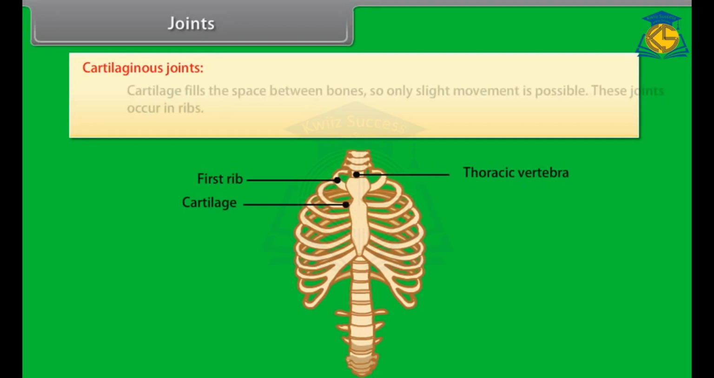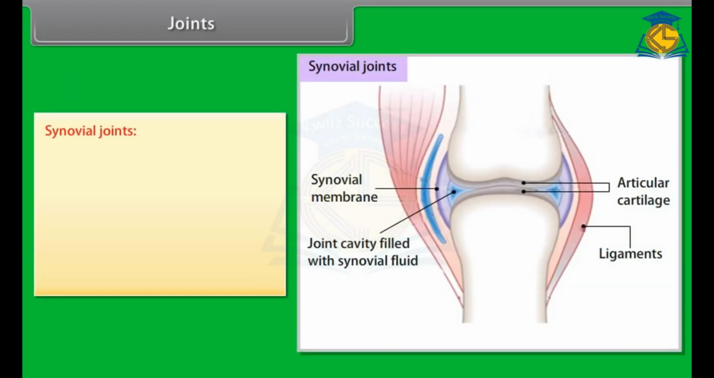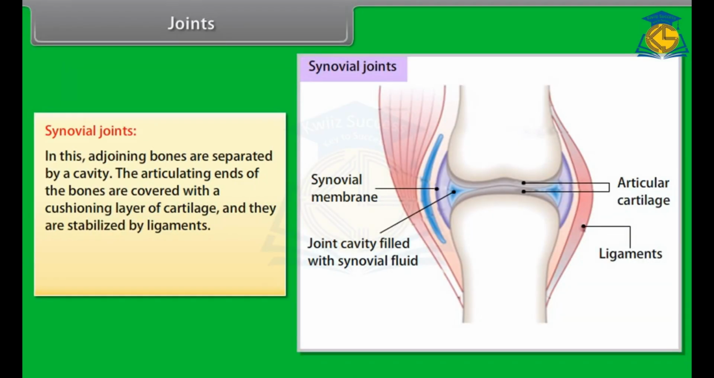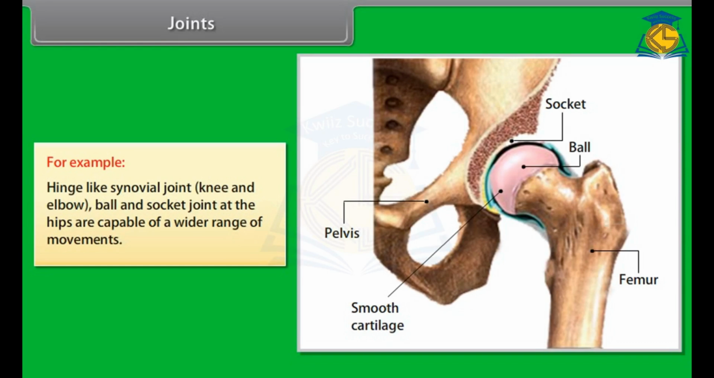Cartilaginous joints. Cartilage fills the space between bones, so only slight movement is possible. These joints occur in ribs. Synovial joints. In these, adjoining bones are separated by a cavity. The articulating ends of the bones are covered with a cushiony layer of cartilage, and they are stabilized by ligaments. Synovial joints are built to allow movement. For example, hinge-like synovial joints such as the knee and elbow, and the ball and socket joint at the hips, are capable of a wider range of movements.